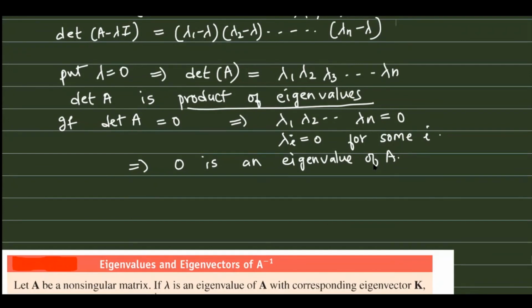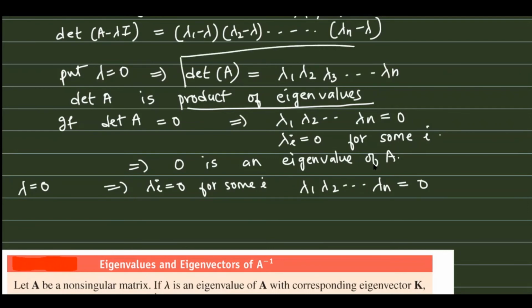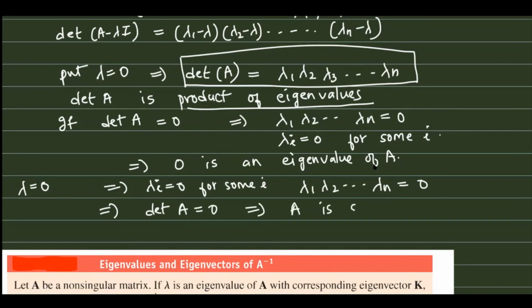Now for the converse part, suppose that lambda equal to 0 is an eigenvalue. Then lambda_i equals 0 for some i. Since one eigenvalue lambda is 0, the product lambda 1, lambda 2, up to lambda n will be 0. We know that the determinant of A is the product of the eigenvalues, so the determinant of A is equal to 0, and this implies that A is singular.